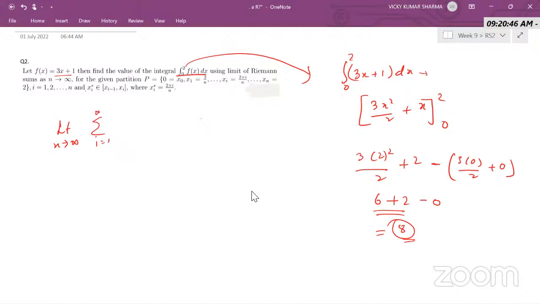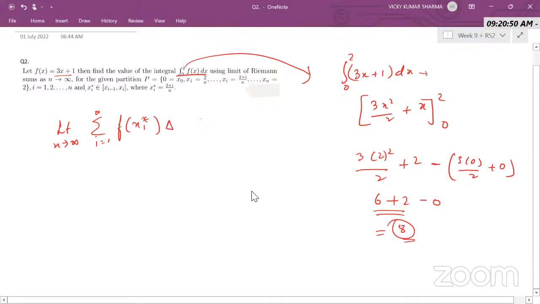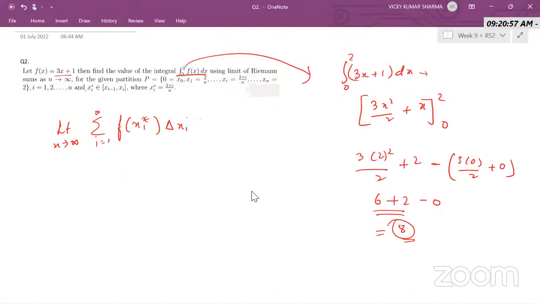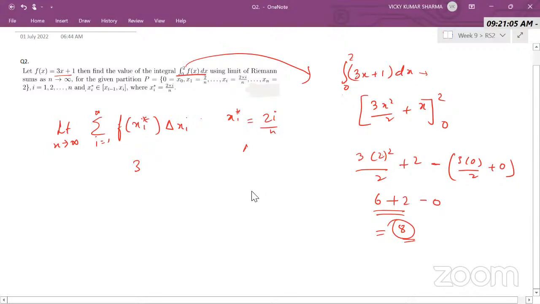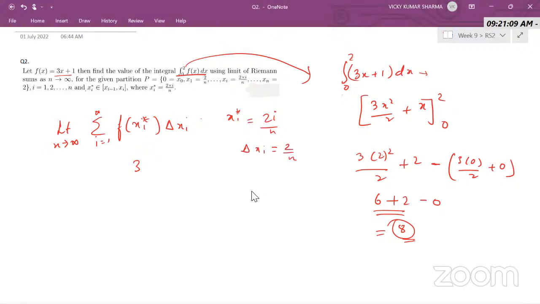n tends to infinity. But again, what is my f of xi star delta xi? This is what it means. Now I'll just simply substitute the formulas. So what is my function? 3x. Xi star is what? I can just simply write down here, xi star is 2i by n. And what is my delta xi? 2 by n. So now I can just simply substitute this.